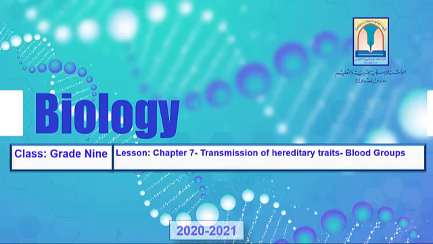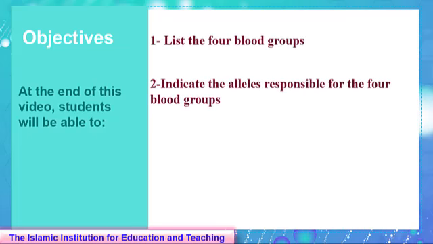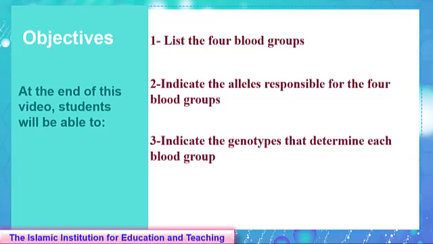In this part, we'll talk about the genetics of a blood group. At the end of this video, you will be able to list the 4 blood groups, indicate the alleles responsible for the 4 blood groups, and indicate the genotypes that determine each blood group.